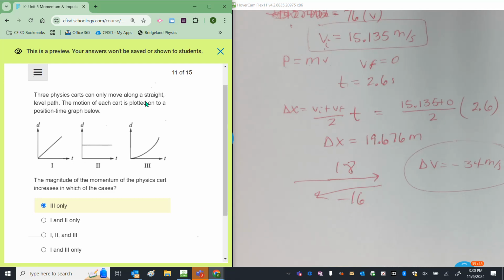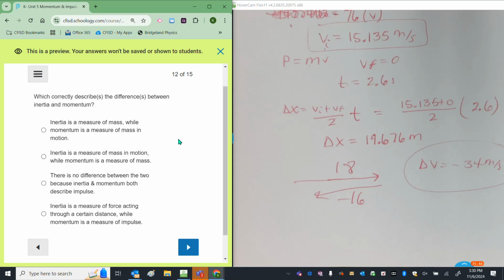Okay, we're almost done. Which correctly describes the differences between inertia and momentum? These are just definitions. The first one on my screen is actually the right one. Inertia is a measure of mass, whereas momentum is a measure of mass in motion. That's just definitions. Memorize them though. I think they might actually be on your test. I don't think we have questions about it since it's just a definition, but does anybody have a question? Okay.